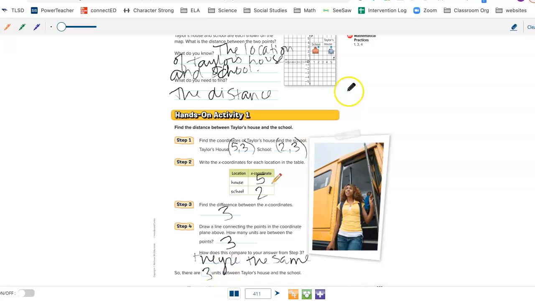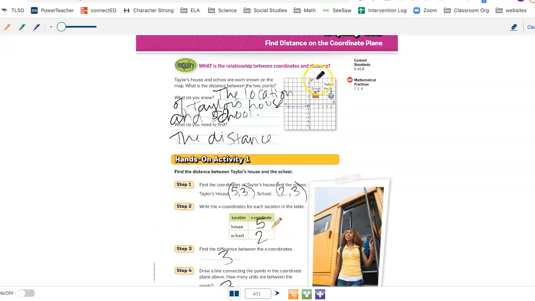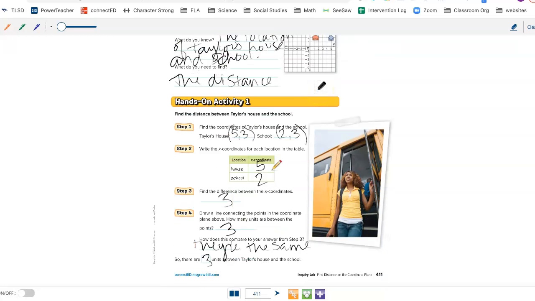Now units, they didn't specify what each little tick mark meant, but usually it's going to be like miles or blocks or something like that. So we would say there are 3 miles between Taylor's house and the school, or there's 3 blocks.